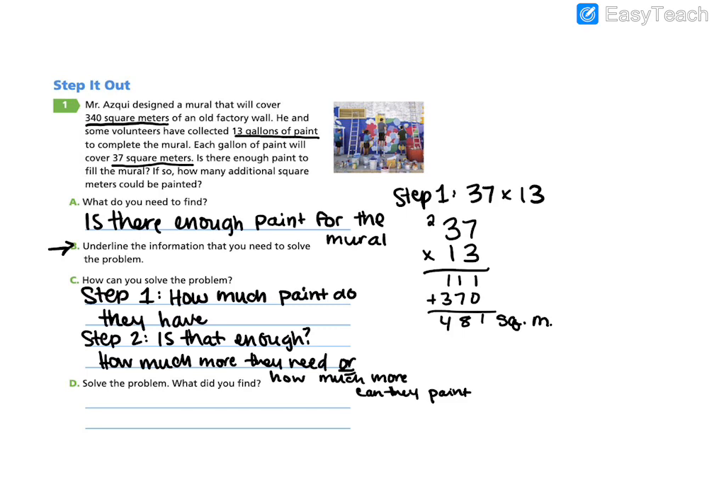So, can we answer the question, is there enough paint? Yes, there is enough paint, because it only needs to cover 340 square meters. So now we need to answer the second question. So let's answer that first on letter D. Yes, there is enough.